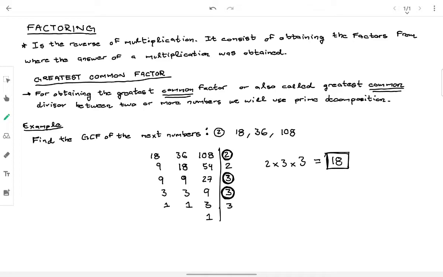But when we don't know which is the greatest common factor, we can use prime decomposition every time to obtain it. So let's see only one last example.